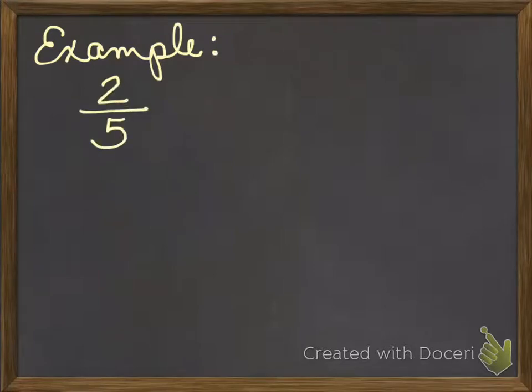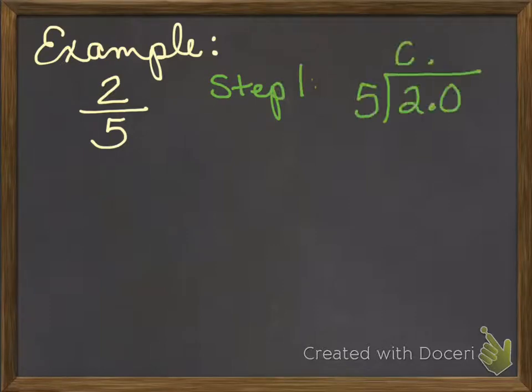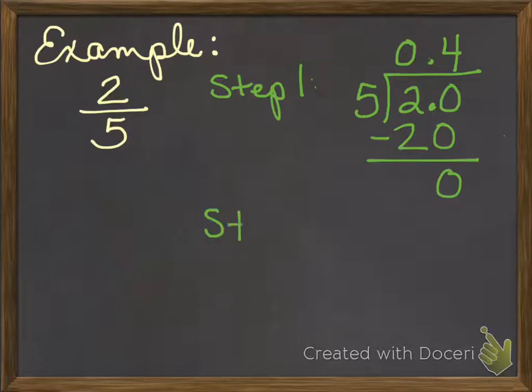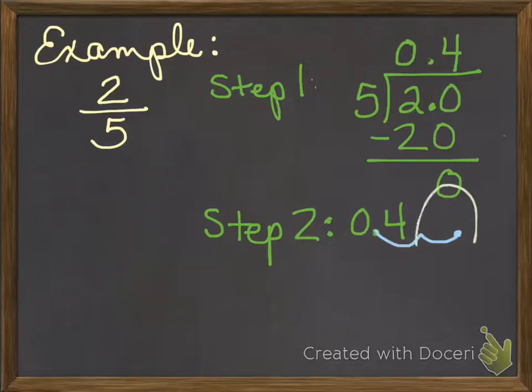I've got 2/5. I'm going to divide so that I end up with a decimal. Okay, so I divided 2 by 5. I got 0.4. Now in step 2, I'm going to turn that 0.4 into a percent. So I can move the decimal place 2 places. Again, I need a placeholder, so I enter a 0 there. My answer is 40%. Let's look at another example using this method.